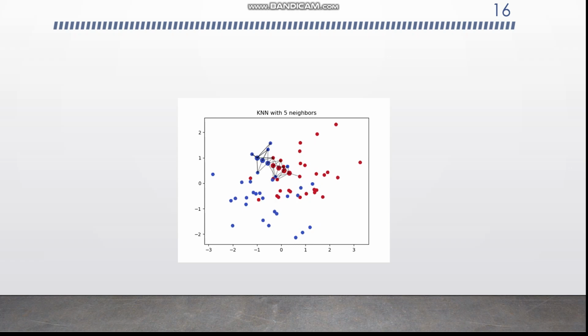This is the working of that, how it works with neighbors. So that's all about k nearest neighbor.